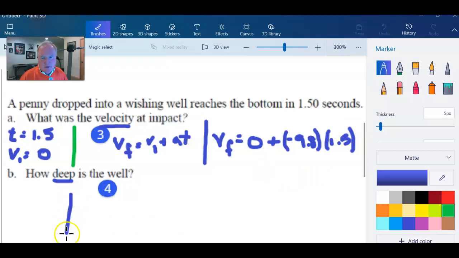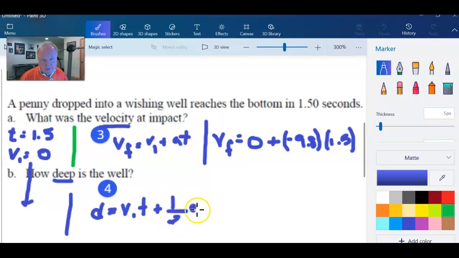So the only question then is, how do we do the deepness of the well, right? The same given for this problem, but they ask us for how deep. That's a distance. So we have to use the distance equation. D equals VIT plus 1/2 AT squared. Right, that's the distance equation. And we know that we just square the time only.